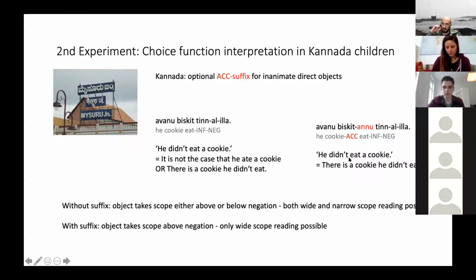Right. So additionally, Lidz argues that the adding of an accusative ending denotes a choice function instead of a quantificational representation of the indefinite. The evidence for this is the fact that whereas the object NP without a suffix allows two interpretations, just like a quantifier would, the object NP with a suffix only allows one interpretation, namely wide scope, which does not correspond with how a quantifier works.